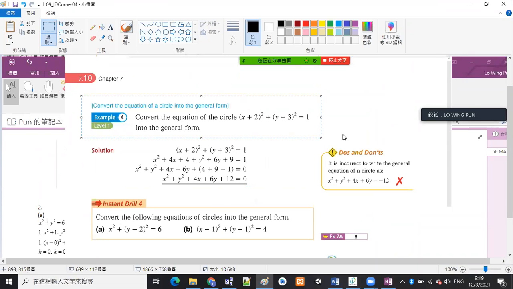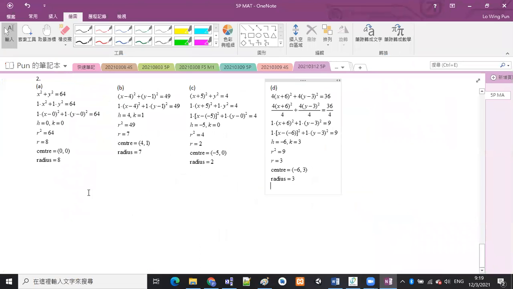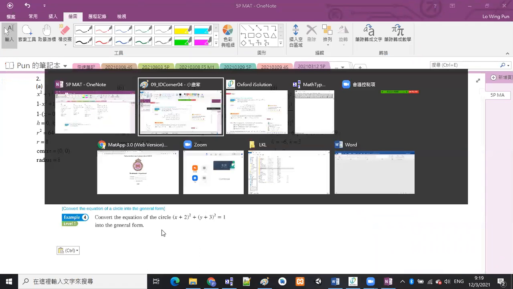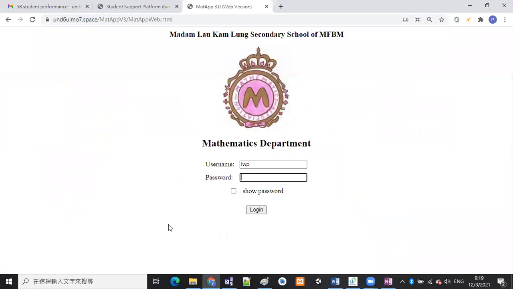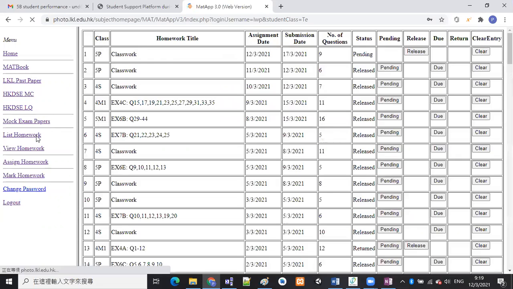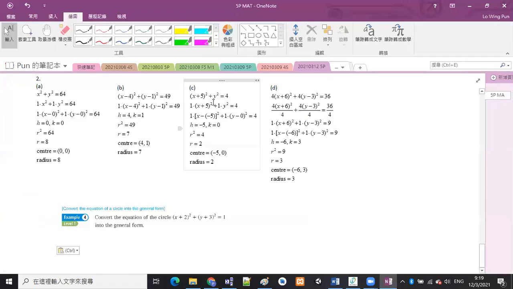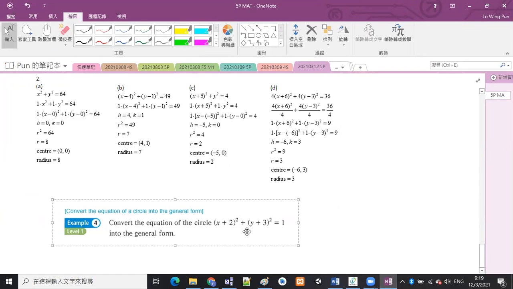Okay, one step more after finding the equation of circle. In example 4, so let me open the new classwork to you first. So I have created a new classwork, and when you refresh, you may find the new classwork now. Okay. Yes. And example 4, convert the equation of the circle into the general form.